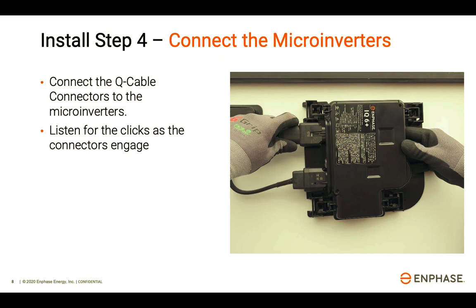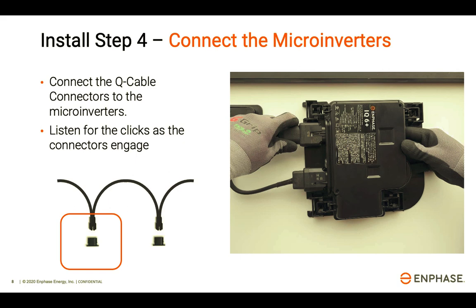Next, you'll want to lay the modules on the racking and connect the drop of Q cable to the microinverter. Listen for the click as the Q cable locks into place. Give it a tug to make sure that the locking mechanism is engaged. If there are any drops of Q cable that are unused, be sure to secure them with a Q sealing cap. This is to prevent water ingress into the connector.